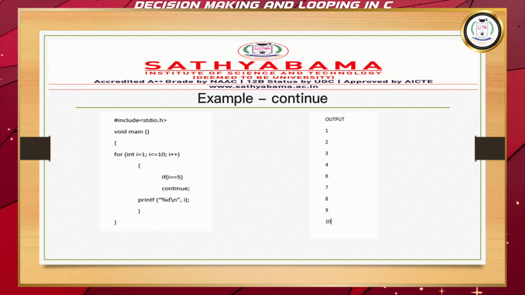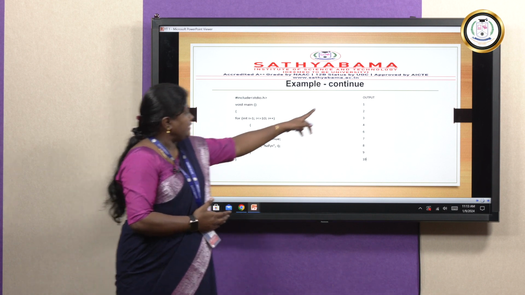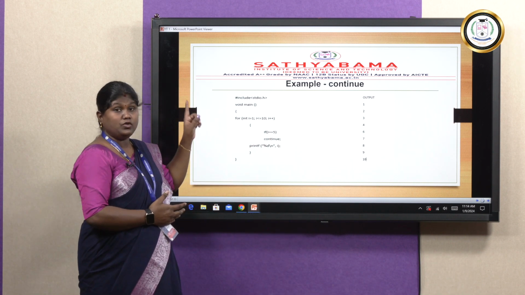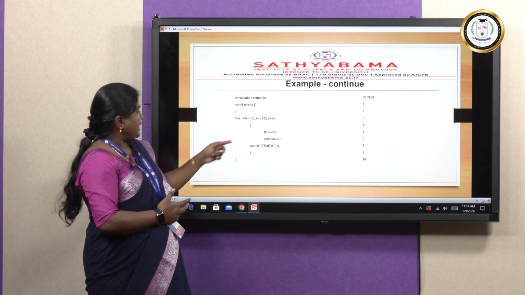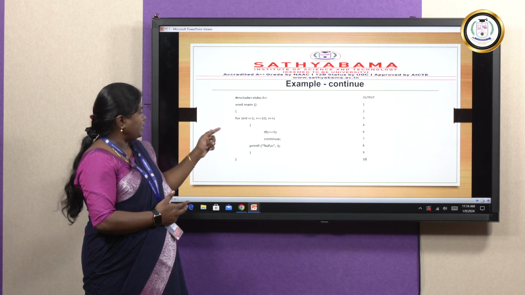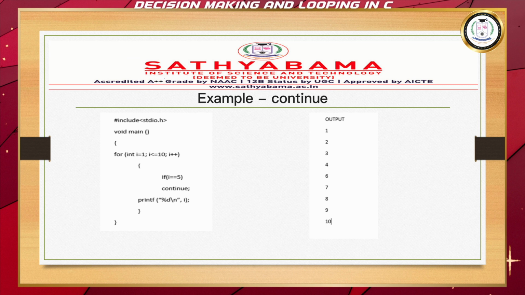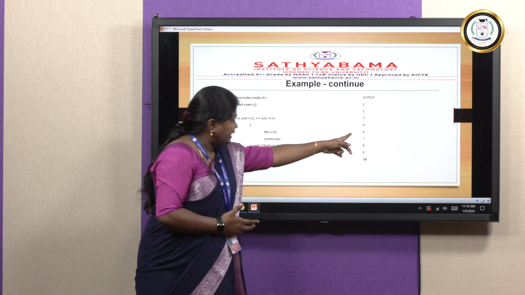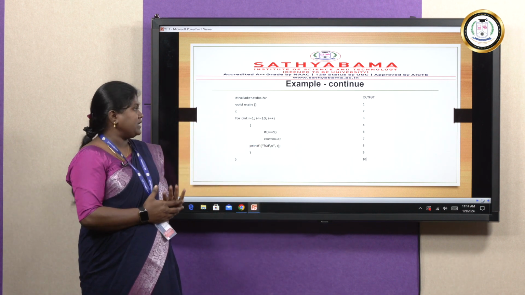So for 1 to 4, the for condition is true and the if condition is false, so 4 numbers will get printed. When the value is 5, the if condition is true and continue is executed, so the printf is skipped and it moves to the beginning of the loop, and the incremented value of 6 will be taken. From 6 to 10, the same condition follows. Your for condition will be true and the if condition will be false, so only the printf statement will get executed. So the value 5 will be skipped and all the remaining numbers will get printed. The same program as your break.